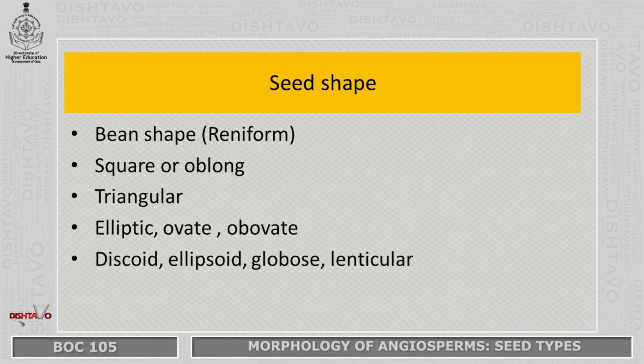Seeds are also classified based on their shape. We have the first type as bean shape, which is also called reniform in nature. It is a kidney shaped seed. Next you have square or oblong seeds, and triangular seeds, which are triangular in nature. Then you have elliptic, ovate, obovate seeds, discoid, ellipsoid, globose and lenticular. So these are the seed forms based on the seed shape.